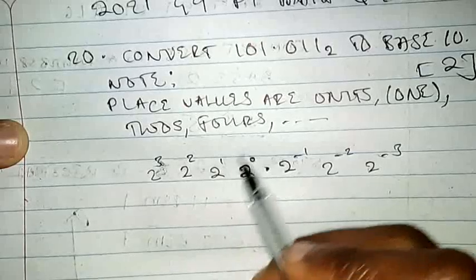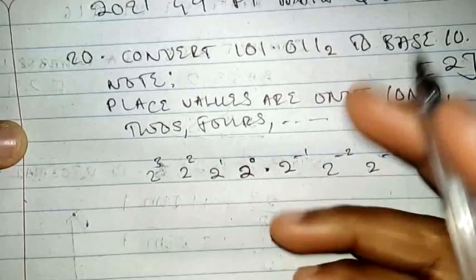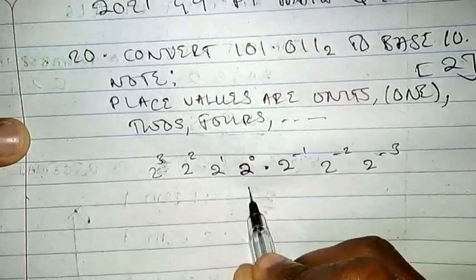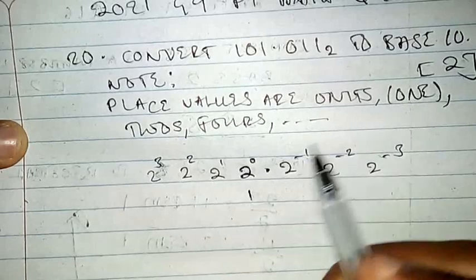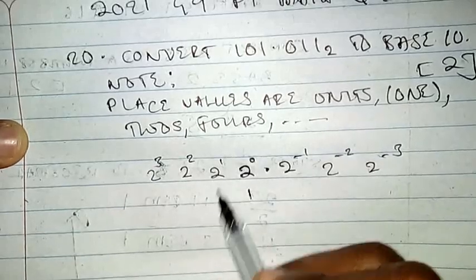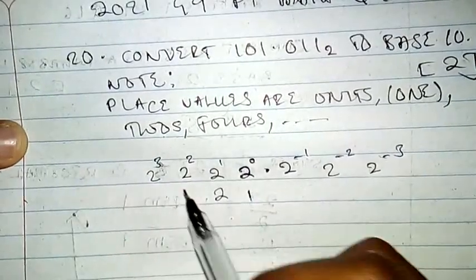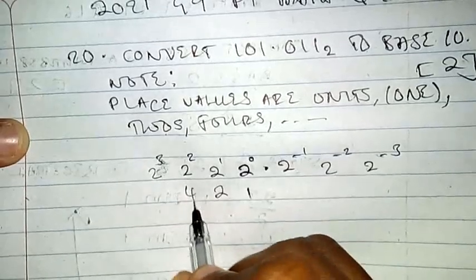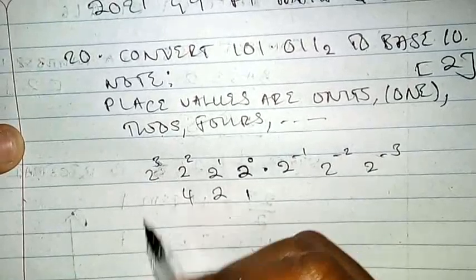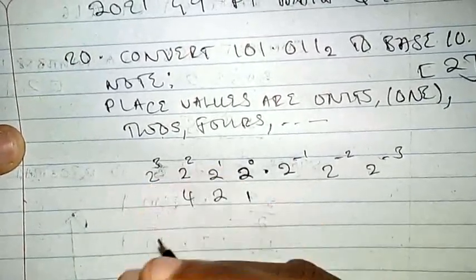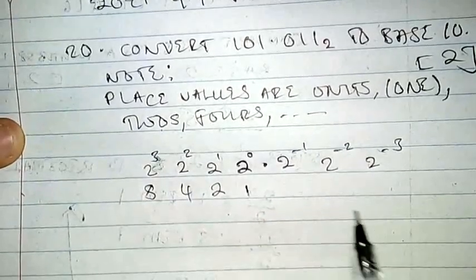If you evaluate these, you will find that 2 to the power 0, any number to the power 0, is 1, so it just gives us 1. This is where the ones place value comes from. Then 2 to the power 1 is just 2, that's where the twos come from. Then 2 to the power 2 is 4. Then 2 to the power 3 is 8, because 2 times 2 is 4, 4 times 2 is 8. So this is where the place values are coming from.